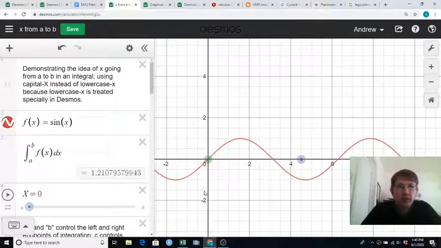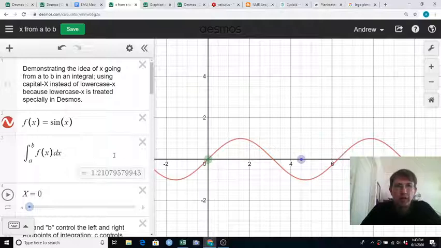So here's some good news. You can do definite integrals in Desmos. The bad news is you can't do indefinite integrals in Desmos, at least not exactly the way we would want to in chapter 5.1. So here we are, I've said f of x equals sine of x. We get a nice sine wave. And you can type an integral and it will compute the net area under the curve for you.